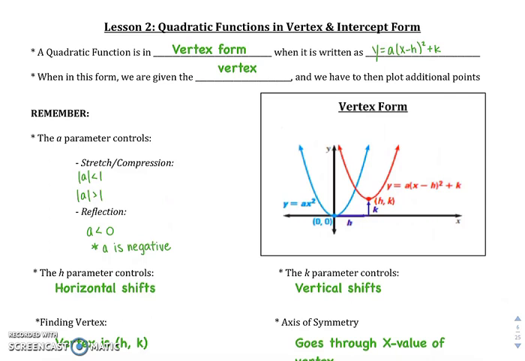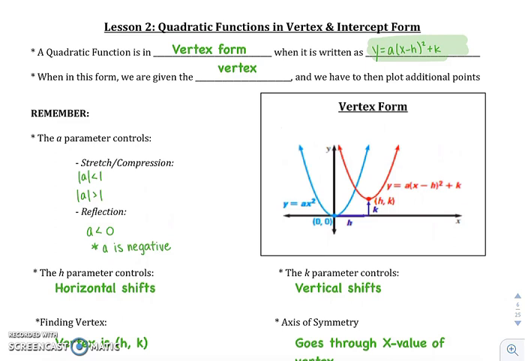A quadratic function is in vertex form when it's written in the form y equals a times (x minus h) squared plus k. So y and x are just y and x, but a, h, and k are going to be numbers being added, subtracted, multiplied to the x.